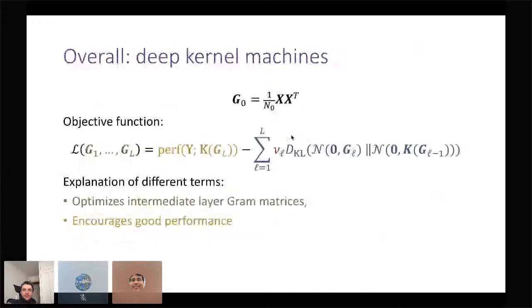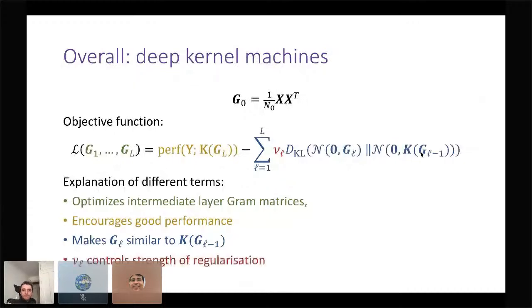And so again, in this objective here, it encourages the Gram matrix of the next layer to be close to that transformed, or potentially not transformed, Gram matrix of the previous layer, but it doesn't enforce that they're the same. That flexibility is really important because it gives us flexible learning of good representations for those complicated data sets, things like images or sound, those examples we had at the beginning.